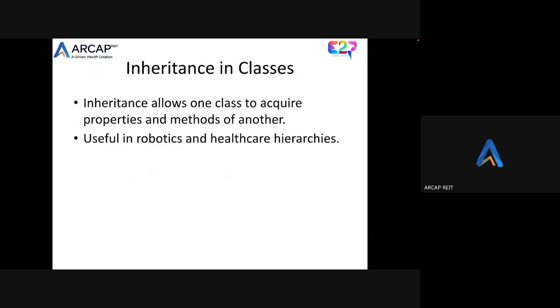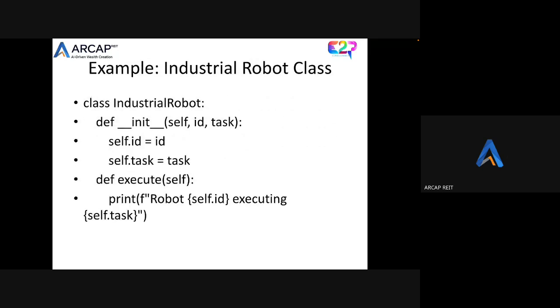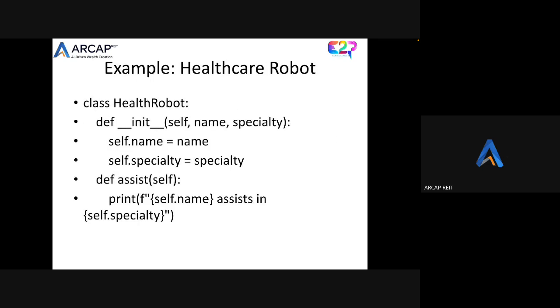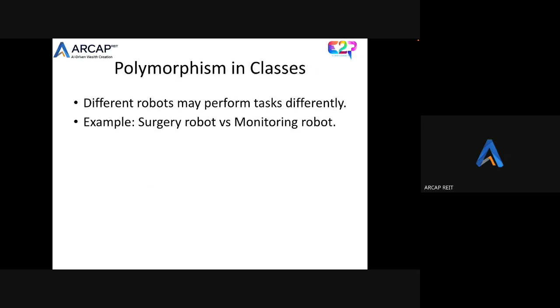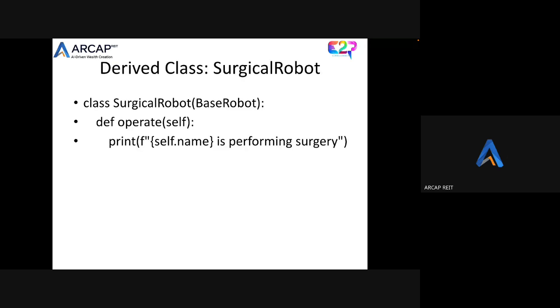So once again, I'll repeat the main topics which are very important. They are encapsulation, polymorphism, and inheritance. In inheritance, we have created a base class, base robot, which can be inherited by two different robots. One is the surgical robot, another one is the delivery robot, the service robot. So the surgical robot also uses the base robot as a parent.